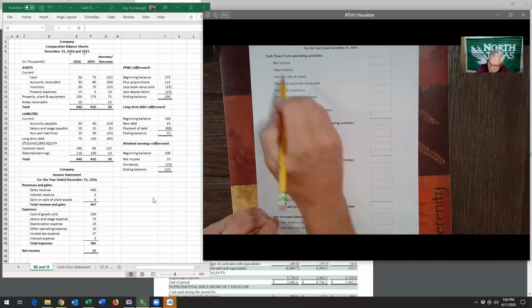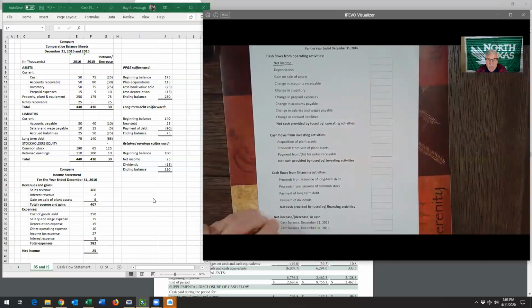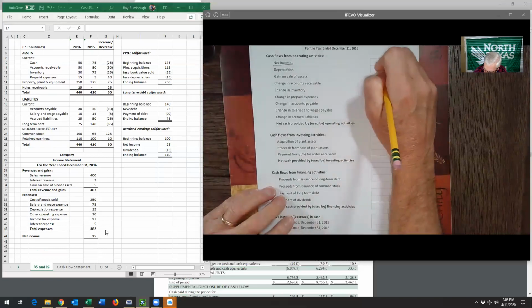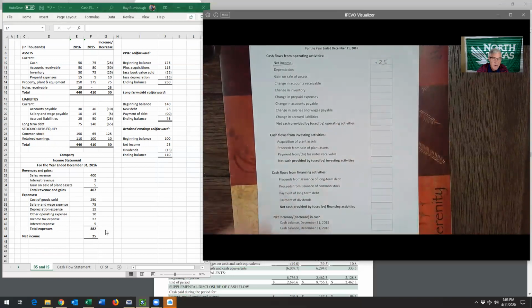So net income is a starting point for the indirect method. How much was net income? Hey, 25,000. And it was a plus 25. They didn't lose money, plus 25. And now I'm going to go and add or subtract all the non-cash expenses. Well, let's go look at that income statement.